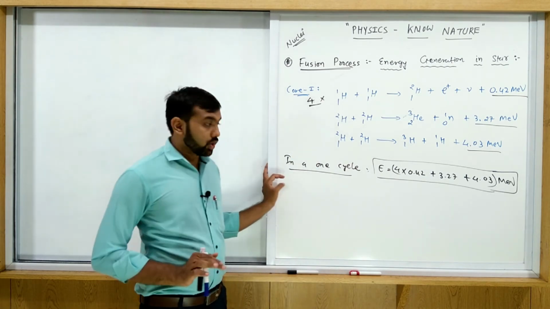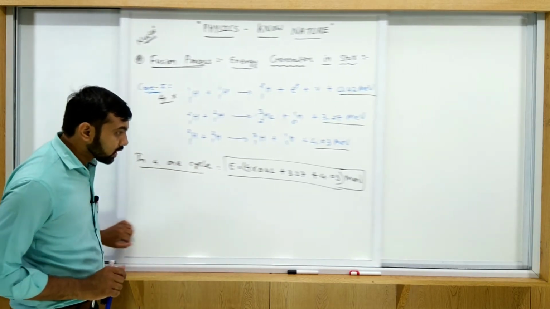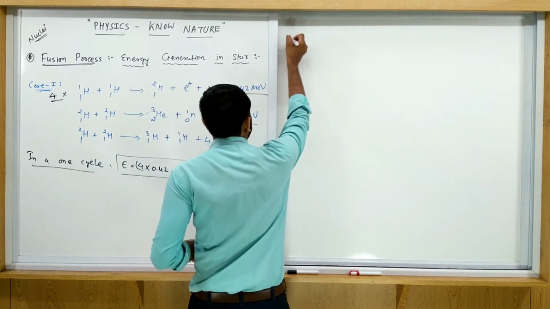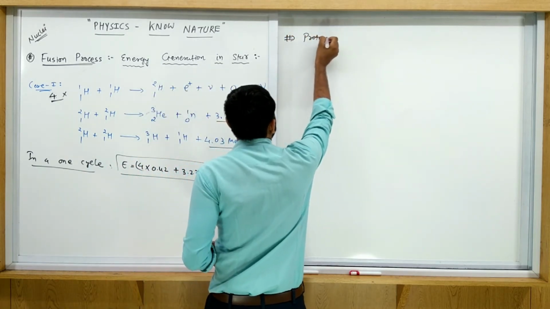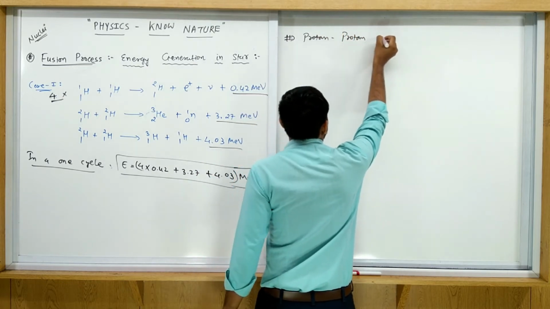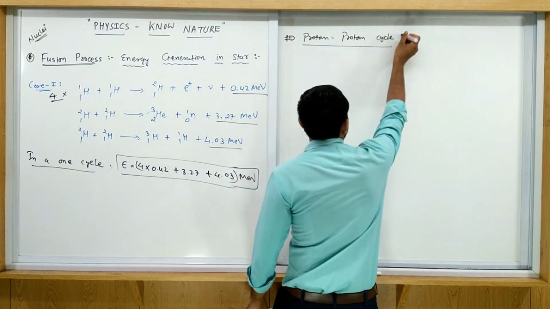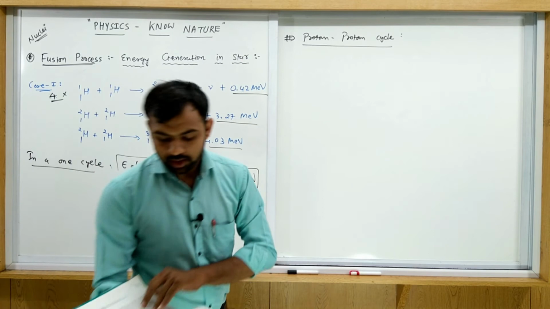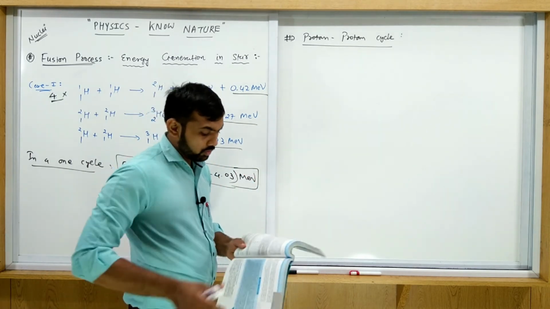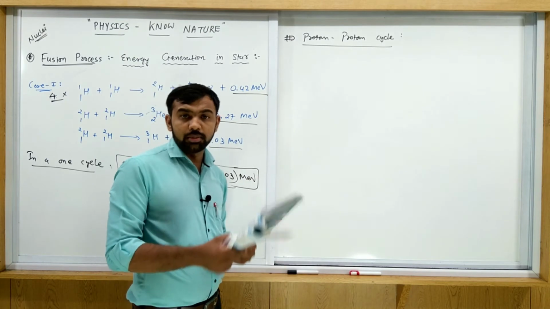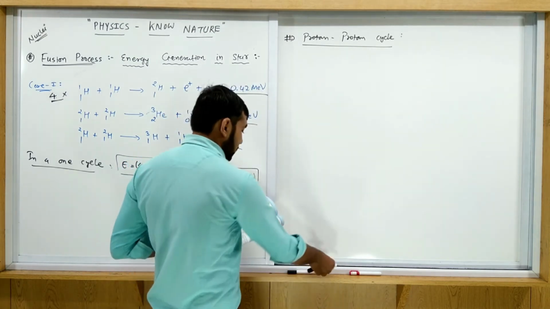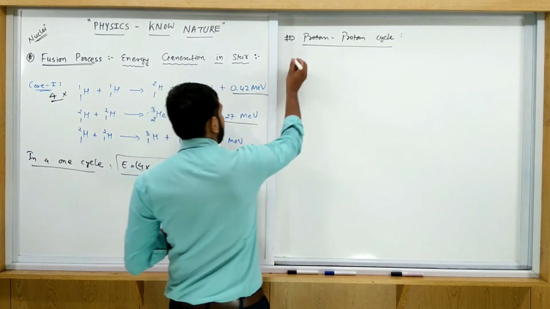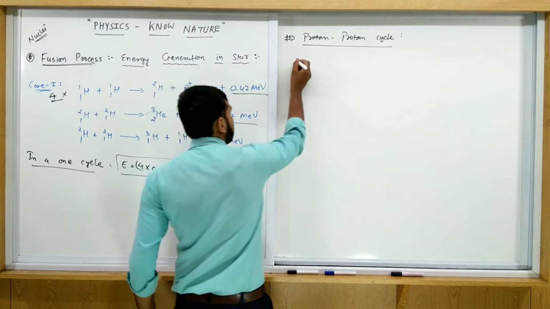Another cycle is also given to us, that is called the proton-proton cycle. Let's write this one, another cycle which is described in our textbook. By this cycle, some energy will be released. Let's rewrite this process here. It means two protons are combined with each other and some energy will be released. Let us write 1h1 plus 1h1. A number of steps are given, so let's write the different steps.